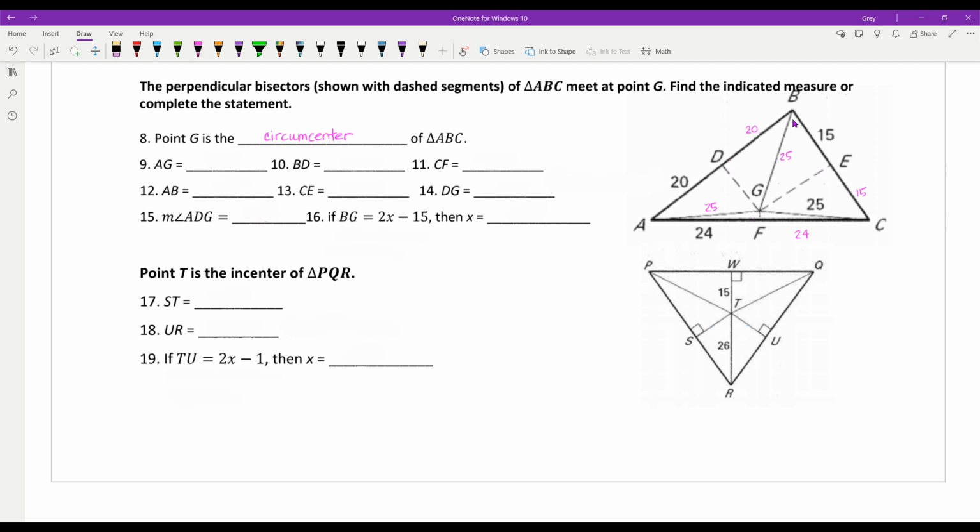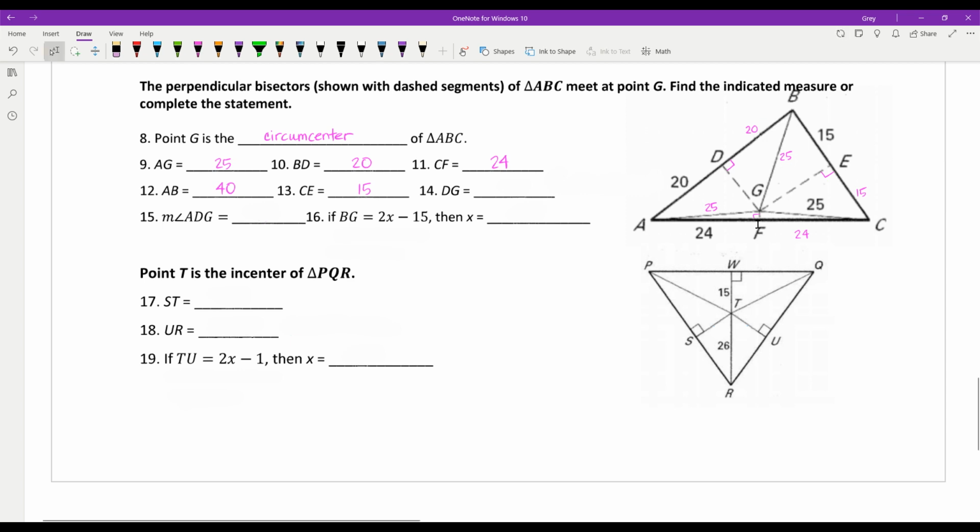Now, they also told me I had perpendicular bisectors. So that means I know that these are all right angles. Okay? So, got to remember your Pythagorean theorem. Now if I go back to the problem, number 9, AG, did I write that on my picture? Yep, that's 25. BD is on my picture as 20. CF, looking at my picture, CF is 24. AB, looking at my picture, that's 20 plus 20, so that's 40. CE is 15.